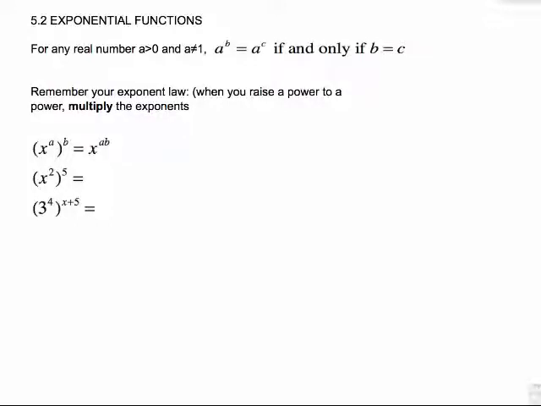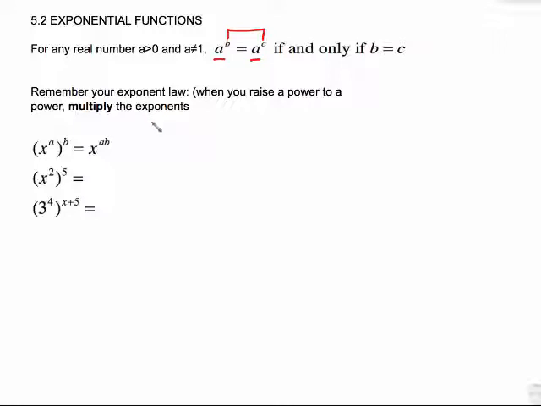This is pre-calc, section 5.2, exponential functions. Here's an important fact. For any real number a greater than 0 and a not equal to 1, a to the b is equal to a to the c if and only if b equals c. We're going to need that fact to be able to solve some of these exponential equations in a minute.